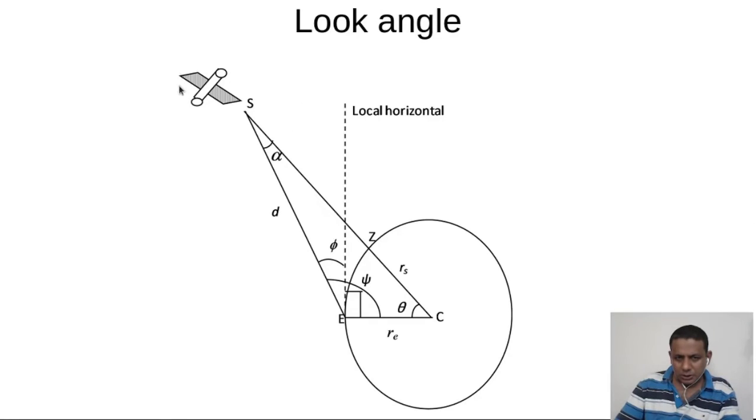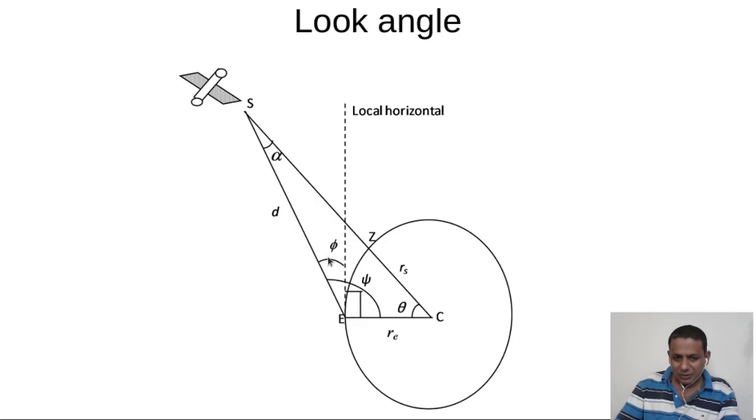Here you can see that this is the satellite, this is the earth station, and this is the center of the earth. Between the earth station, satellite, and center of the earth, there is an angle. We can draw a triangle, and we can draw a local horizontal from the earth station, which is tangential to the surface of the earth. With respect to the earth, the satellite is specified by other angles. That specification is known as the look angle.